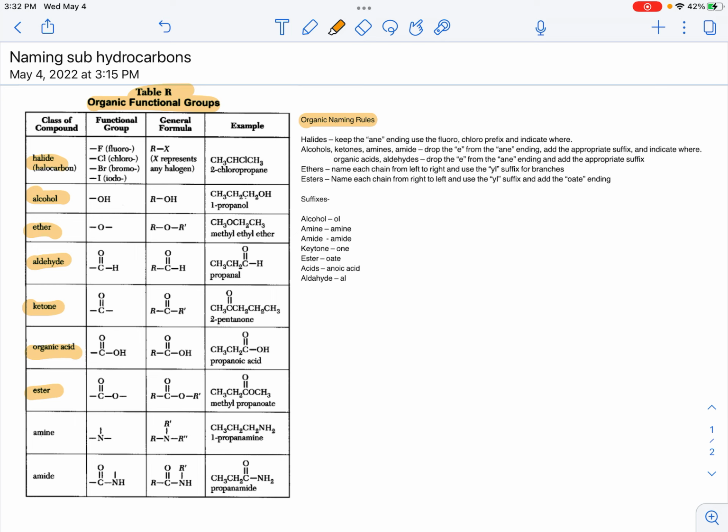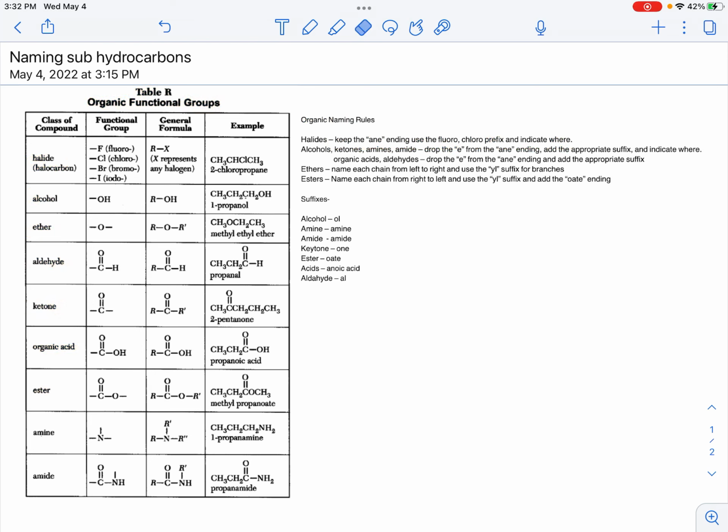And then on the right side here are the naming rules. How do you use those and what do you do? So when you're going to name something that you've identified as a halide, here are the rules to tell you how you do it. This is what you do when you name a halide. And we're going to show some examples of each of those as well. We're going to look at the most simple cases and go from there.